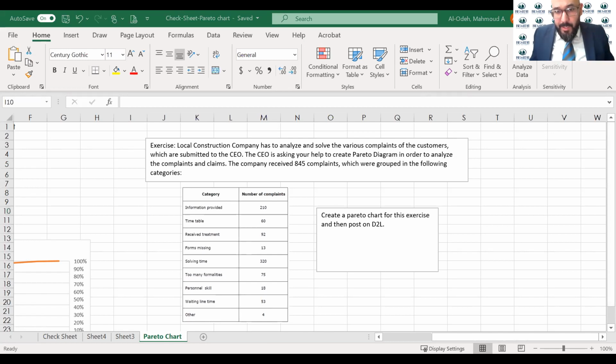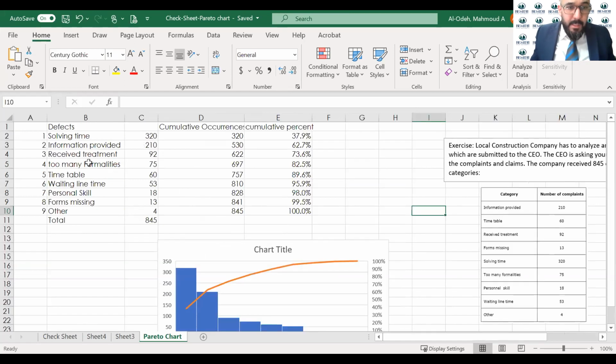All right, so the first step is to rank these from the highest to the lowest. If you look into these issues, you will find the solving time issue is the highest at 320, and then information provided is the next at 210. And then if you go down the list, you will see receive treatment with a 92. So I created this. I organized these problems from highest to the lowest.